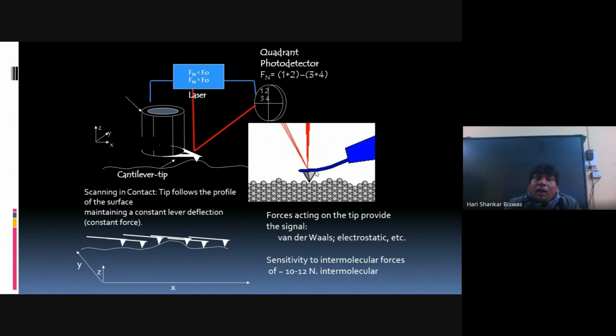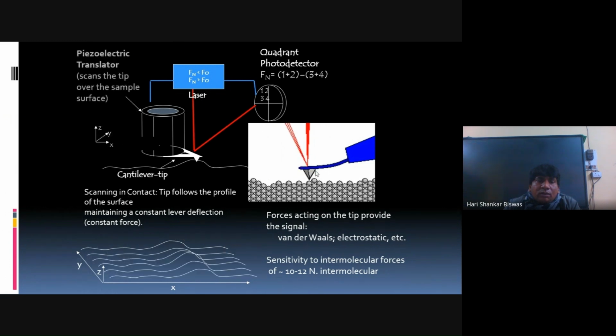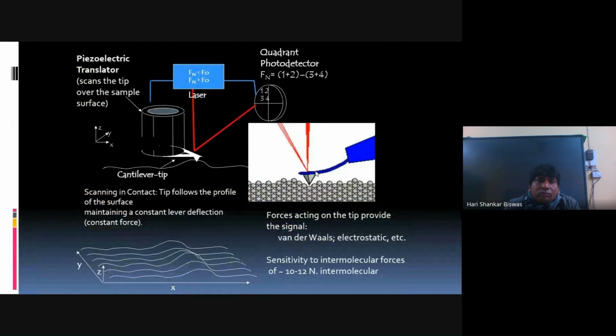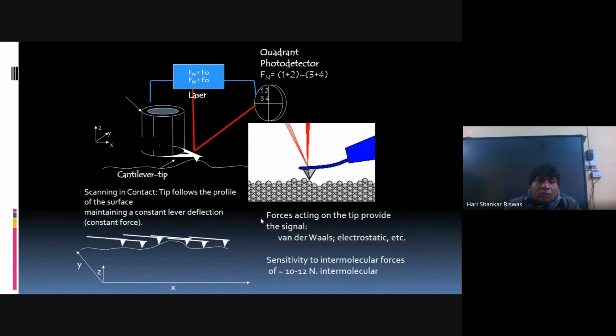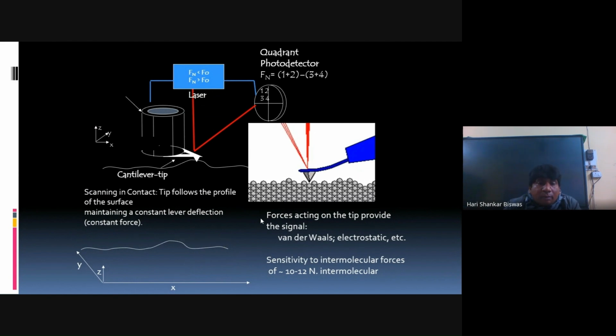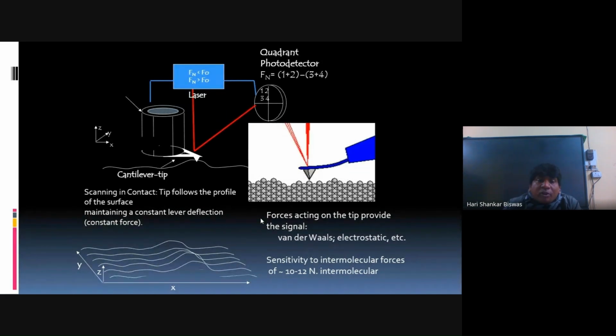So in scanning in the contact process, the tip follows the profile of the surface like this. The cantilever is moving on the surface, and it measures the force, and by the force we can draw the three-dimensional graph, which is the image.